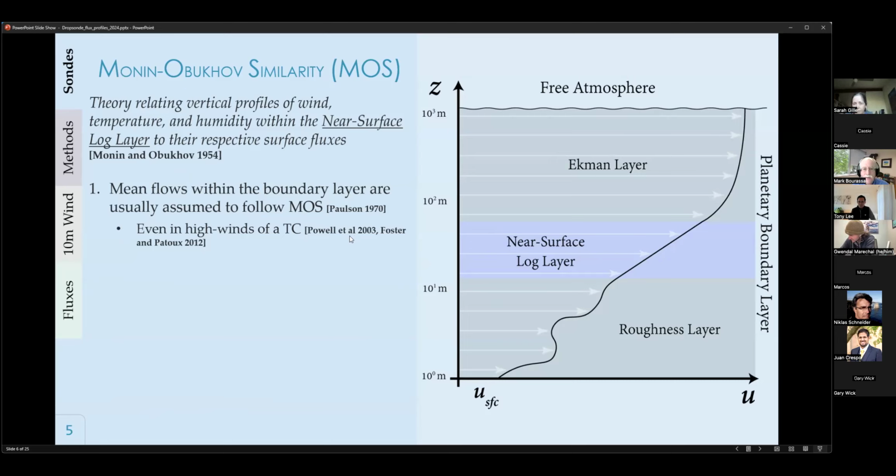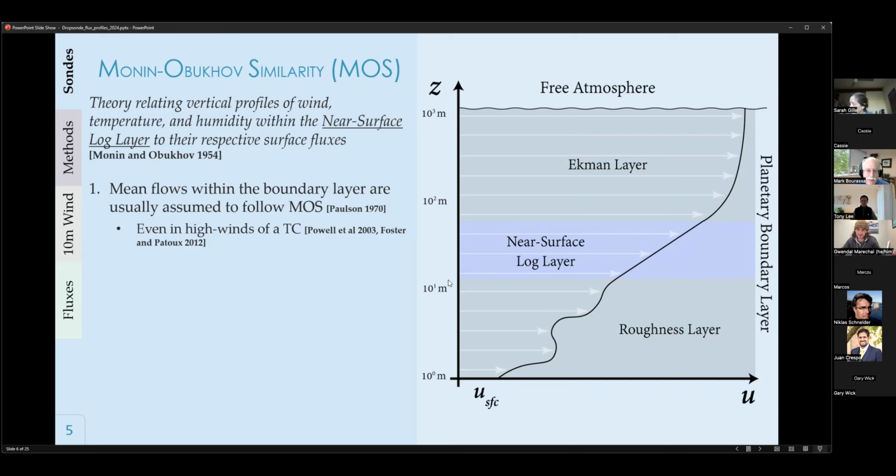So we're going to assume that Monin-Obukhov similarity theory applies. So you're going to get a layer that's roughly logarithmic, with some caveats that go into a more complicated theory. So you have this near surface log layer.